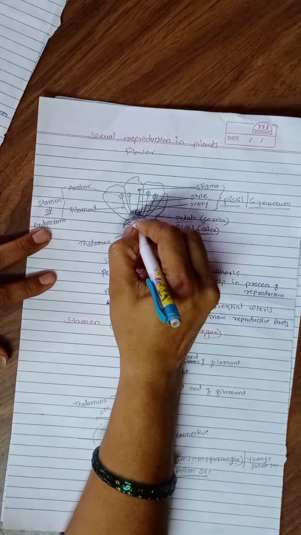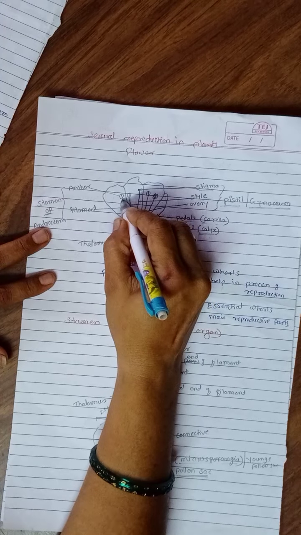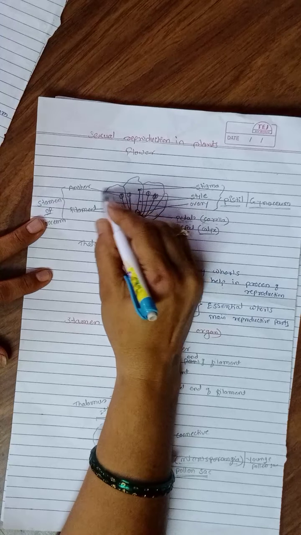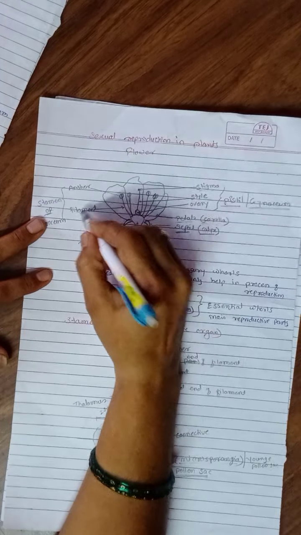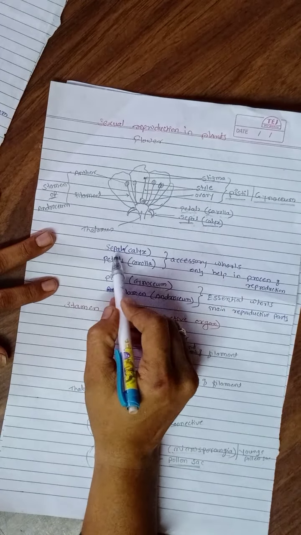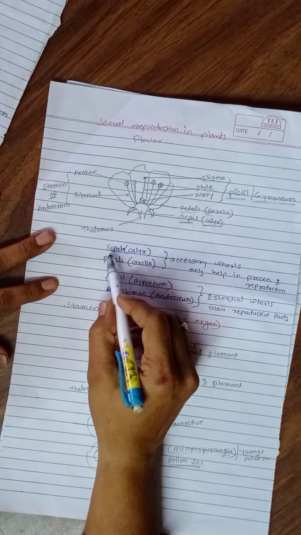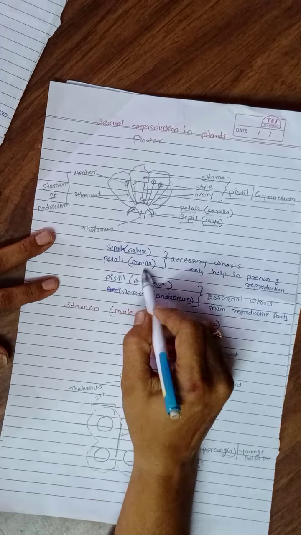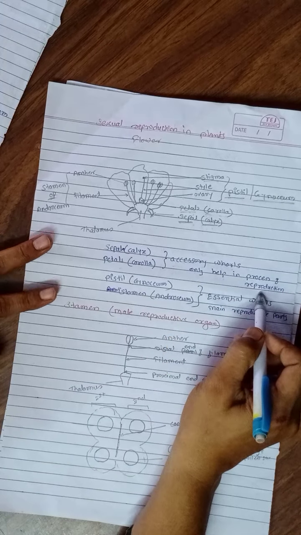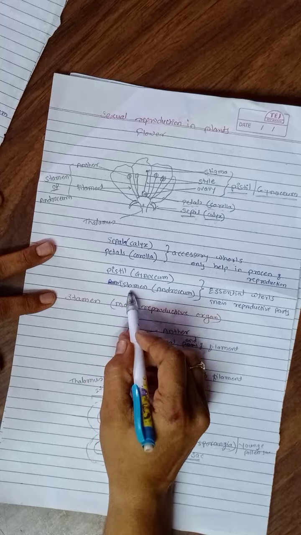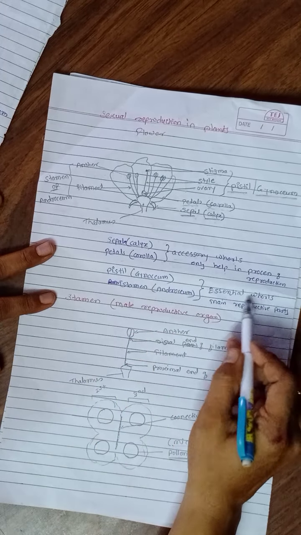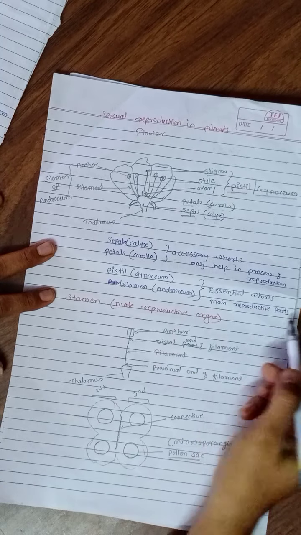Then this is the male reproductive organ, also known as the stamen. It consists of this bilobed anther and long slender filament. These are the 4 parts of a flower. Two of them, calyx and corolla, that is sepals and petals, are known as accessory whorls. That means they only help in the process of reproduction. And this pistil and stamen, that is gynoecium and androecium, are essential whorls, that means the main reproductive parts.